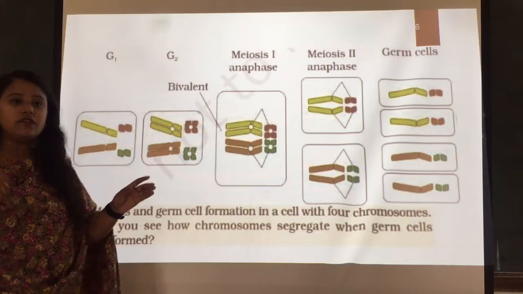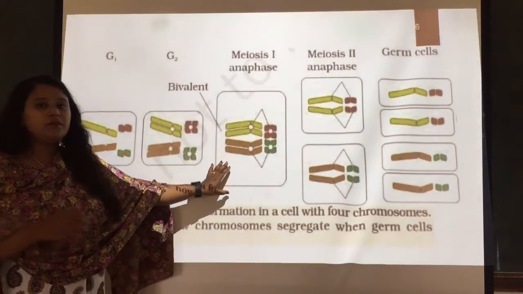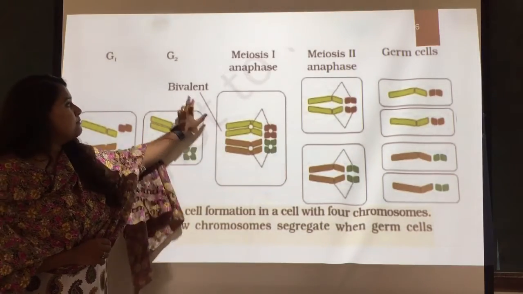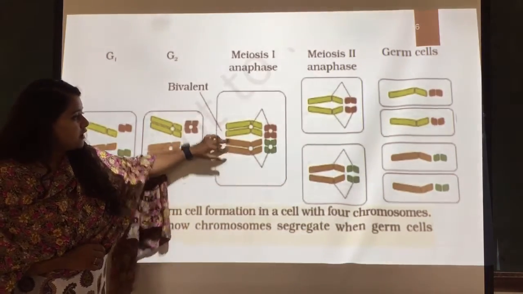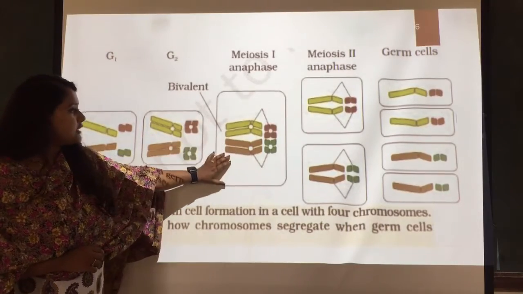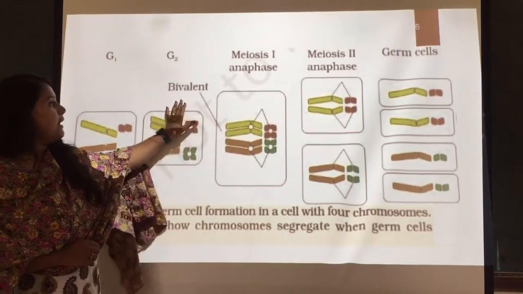Meiosis, that is reduction division. When meiosis 1 takes place, in the anaphase phase, what happens? They form bivalents. That means they both come nearer to each other and form a structure like this, and this type of structure is said to be a bivalent.